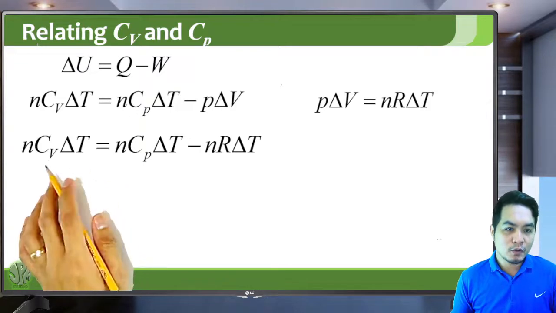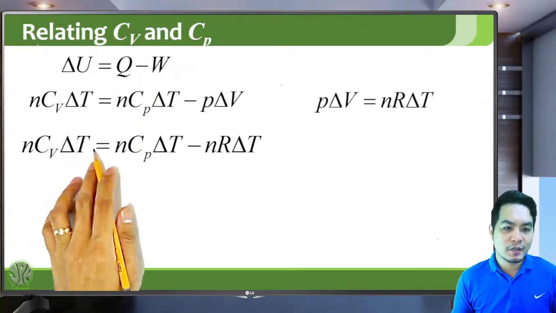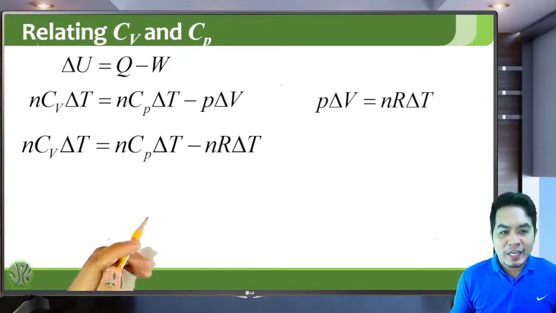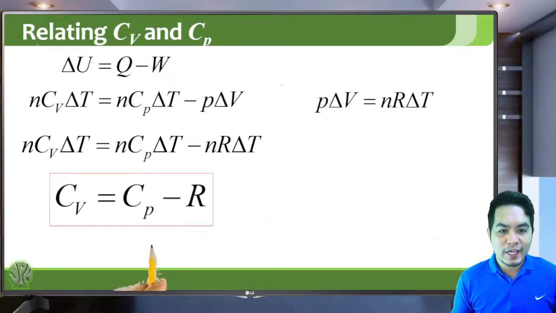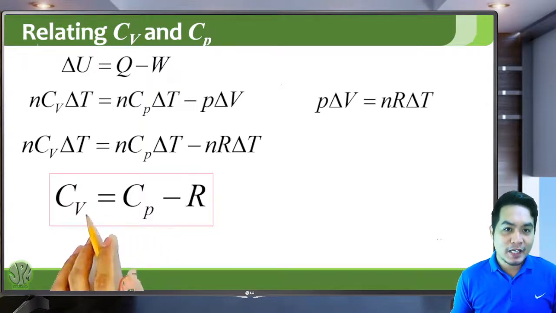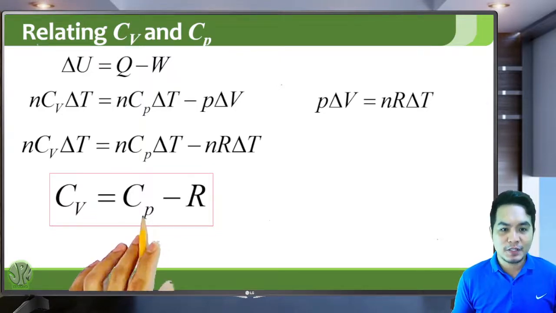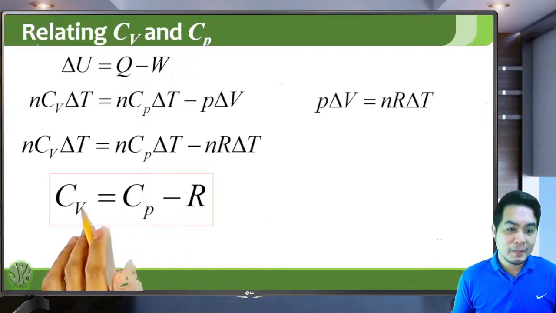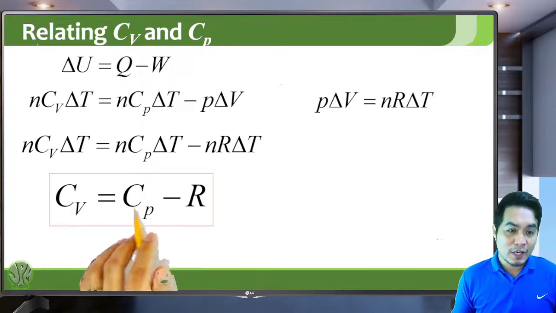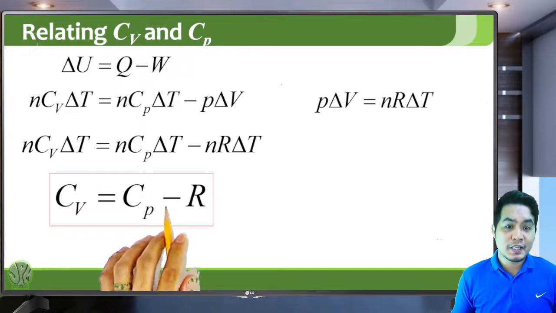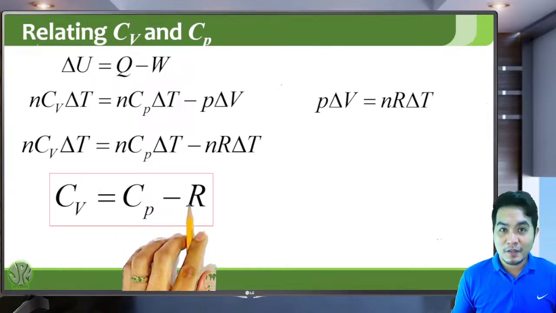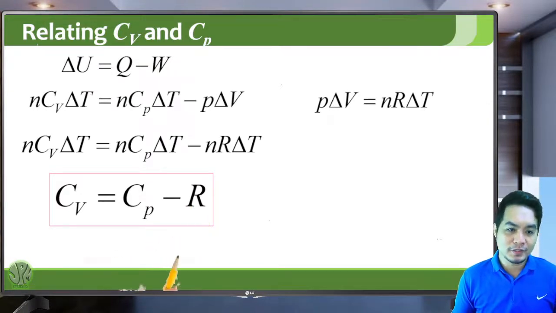Now, you will notice that all of the terms contain n and change in temperature. If we divide both sides of this equation by n and the change in temperature, we get the relationship between the heat capacity at constant volume and the heat capacity at constant pressure, and they're actually related to R, the gas constant, meaning the unit for heat capacity at constant volume and at constant pressure is just the same as the gas constant's units, joules per mole Kelvin.